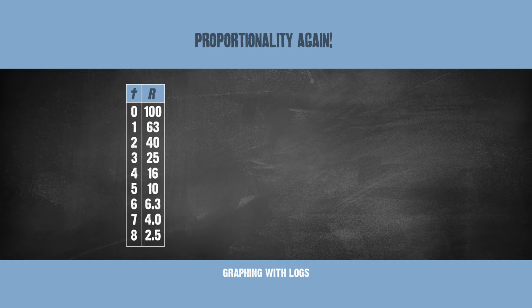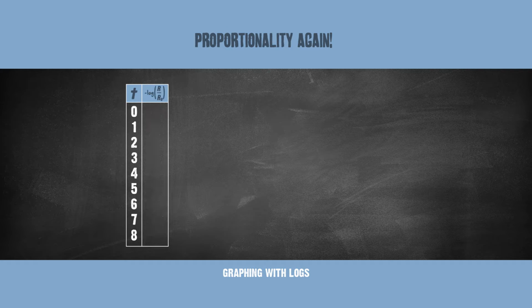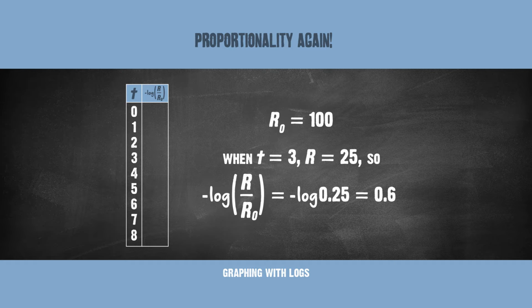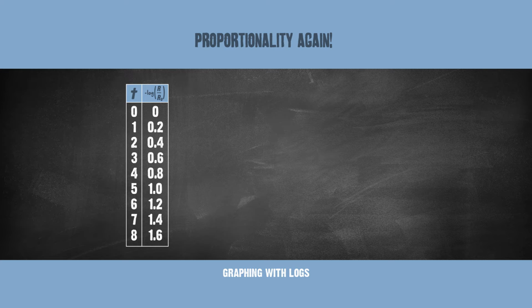Take the original data, but change the second column to minus log of R over R0 and calculate these values. Remember, R0 is 100. Then, for example, when t is 3, R is 25, so we calculate minus log of 25 over 100 and get 0.6. Complete the table like this.